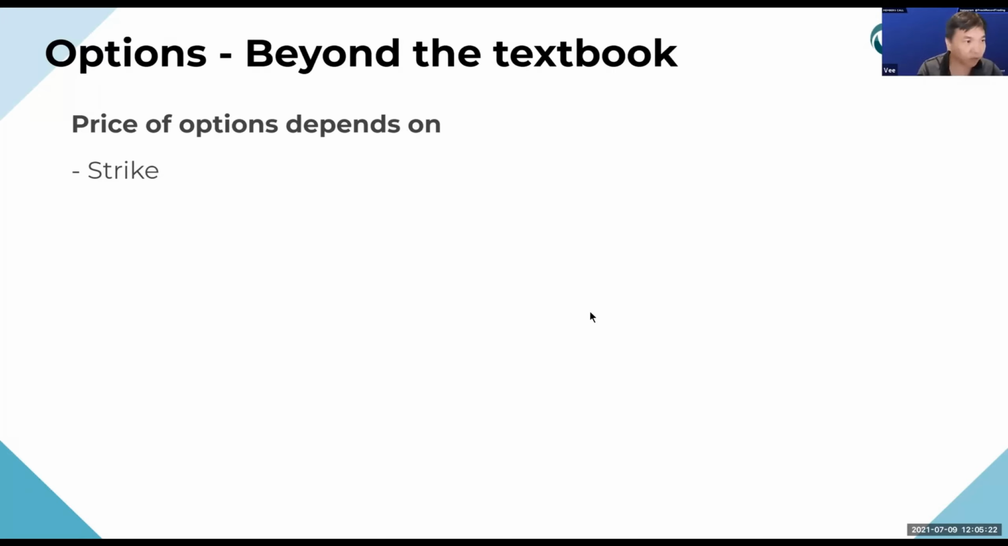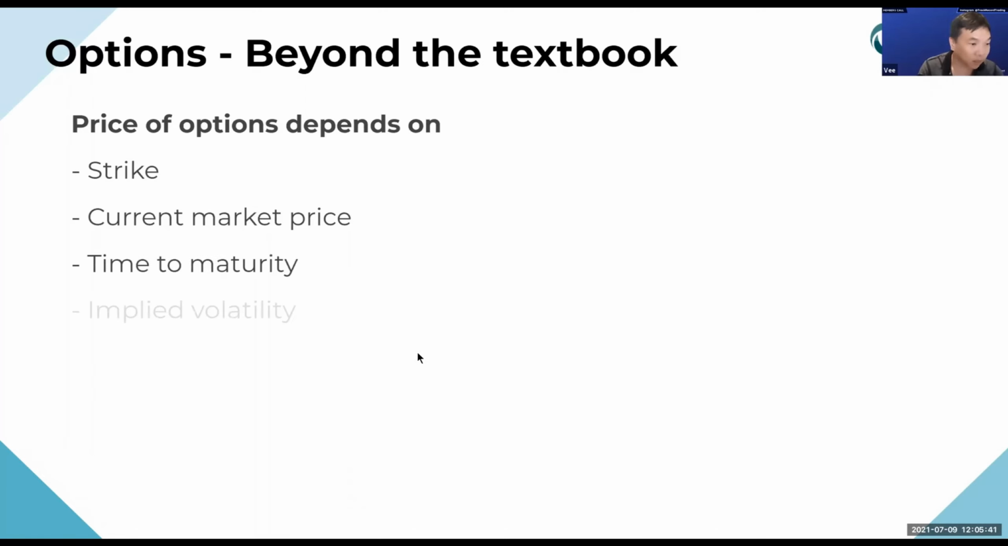So briefly, the option prices depend on strikes. The strike price is quite intuitive. The strike price is the contract price which you agree with the counterparty on whether you can buy or sell the stock, right, depending on call or put. And the current market price and time to maturity, implied volatility, and the level of interest rates. And of this, the most important of course, is the difference between strike and the current market price.